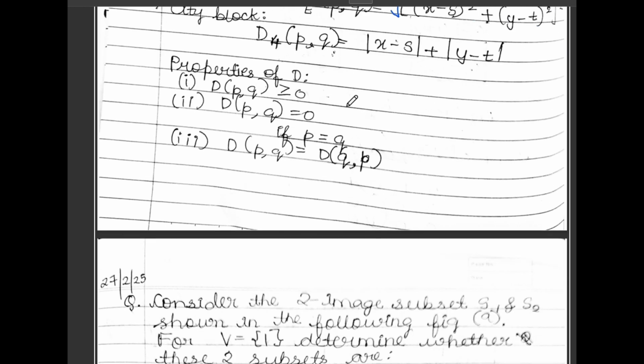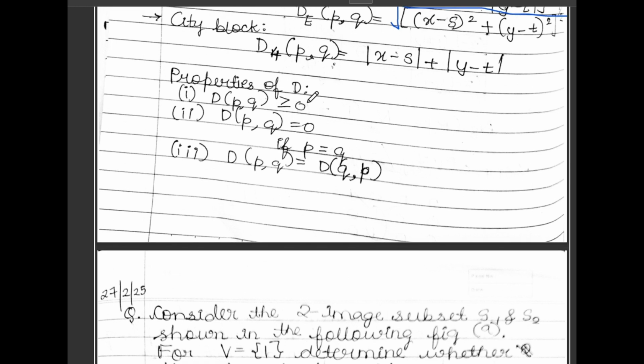And the properties of the distance would be that D of P, Q should always be greater than or equal to 0, and D of P, Q is 0 whenever P is equal to Q.